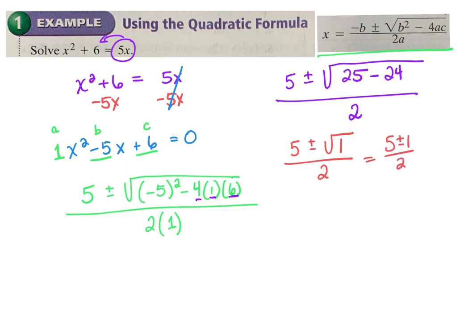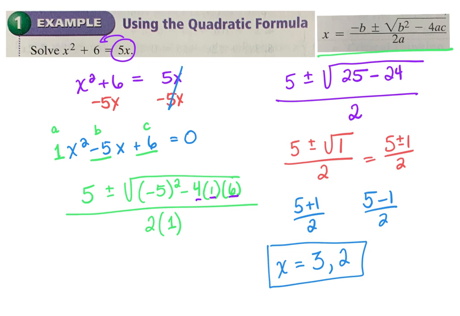Now, I need to actually do the process. 5 plus 1 over 2, 5 minus 1 over 2. All right? Because I can do that. If it were a square root, I couldn't. So I'm going to say 5 plus 1 over 2, 5 minus 1 over 2. 5 plus 1 over 2 is 3. 5 minus 1 over 2 is 2. So that means x can equal 3 or 2.